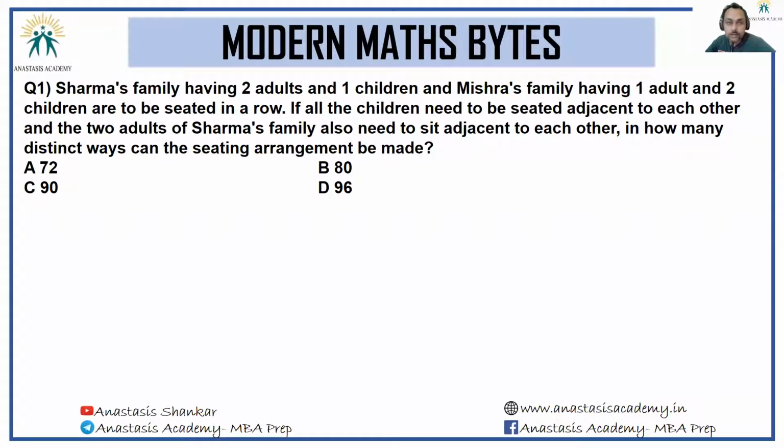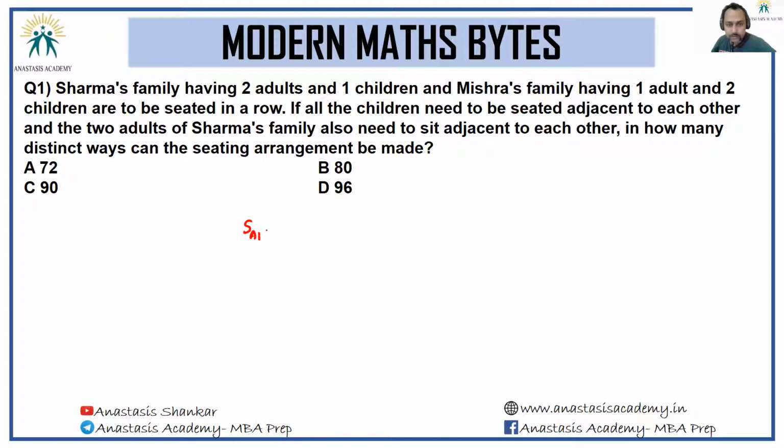Let's look at the solutions of modern maths bites. Sharma's family, having 2 adults and 1 child, and Mishra's family, having 1 adult and 2 children, are to be seated in a row. If all the children need to be seated adjacent to each other, and the 2 adults of Sharma's family also need to sit adjacent to each other, in how many distinct ways can the seating arrangement be made? Okay, I'm doing this.